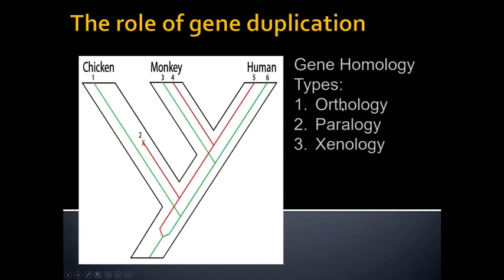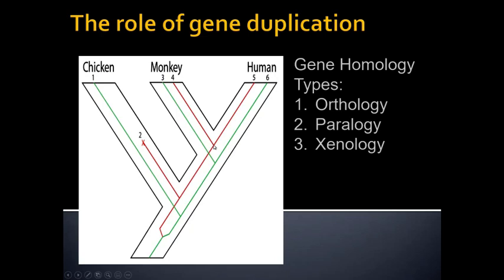Ortho means straight. So this is a relationship of two genes that can be traced straight back to the speciation event. So for instance, you have an alpha hemoglobin gene and a chimpanzee has an alpha hemoglobin gene. Those can be traced back to a single alpha hemoglobin gene in a common ancestor. So number 4 and number 5 would be orthologous.